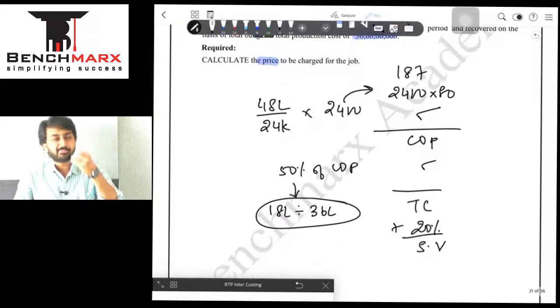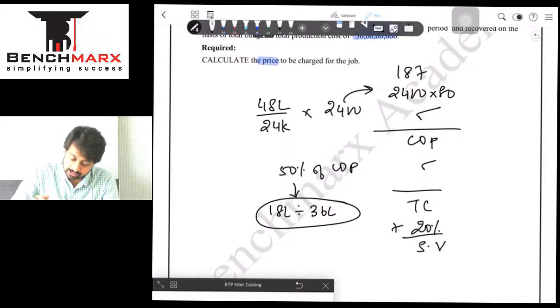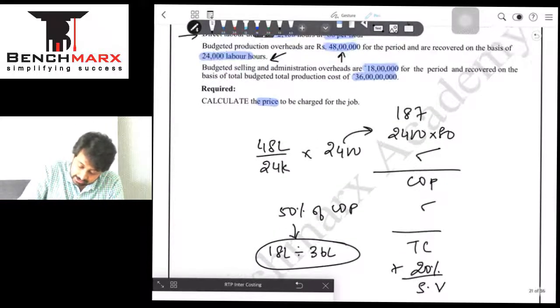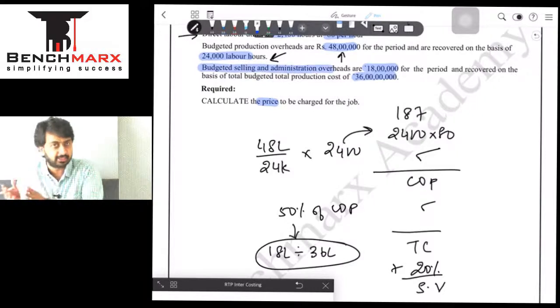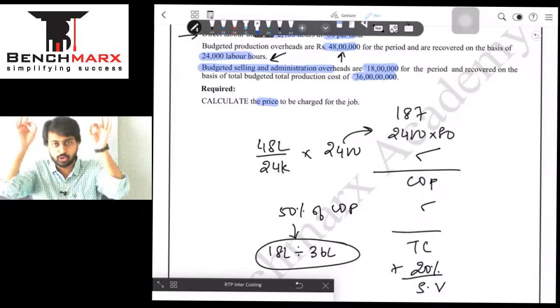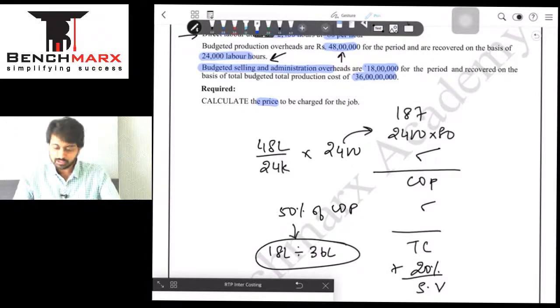Costs are given, absorption rate is given, labor hours are given, you will get the COP. Once I get the absorption rate of 50%, apply that on COP to get my S&D cost. And this, as I said, whenever S&D is given as S&D and admin combined, then these are always to be taken as S&D and not as admin cost. Anyway, as per the new cost sheet format, admin cost should be admin cost only in the event of it being production based. Okay, and that's it.